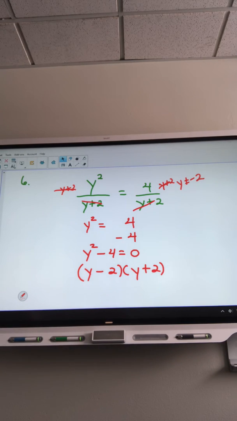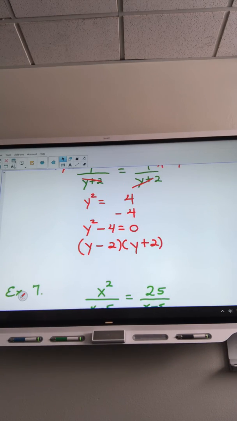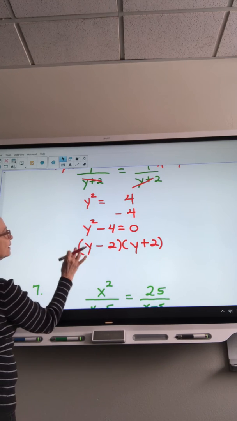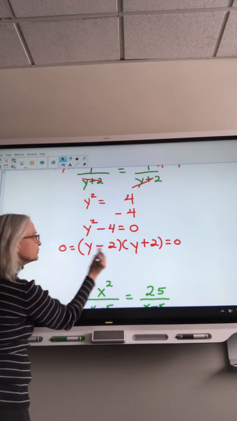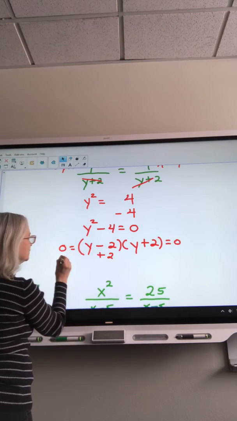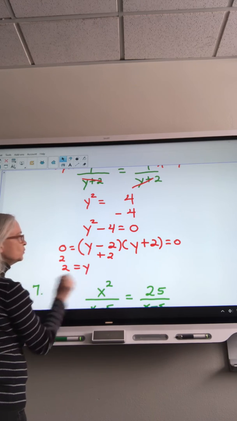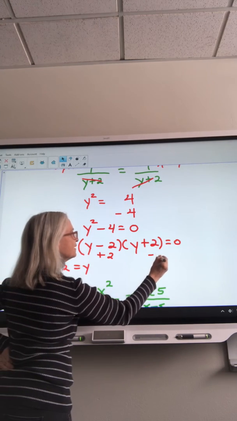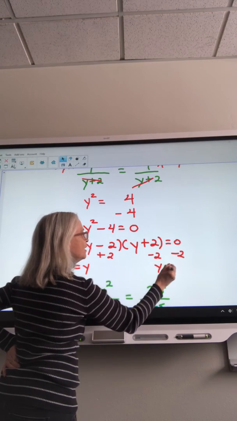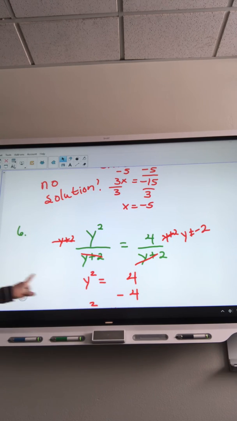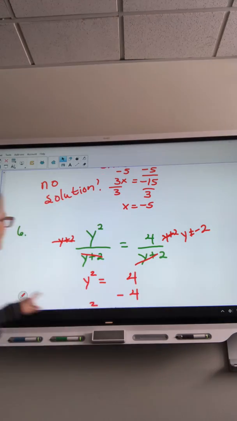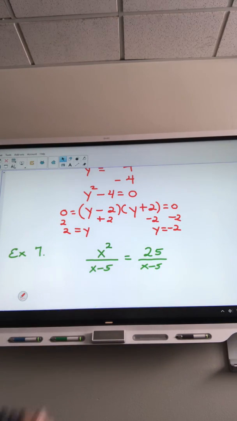So now I have two parentheses to solve. Going to solve them right where they are. So to solve this parenthesis, I would need to add 2. So I've got 2 is equal to y. For this parenthesis, I'd have to take away 2. So I have y is equal to a negative 2. So my two solutions are 2 and a negative 2. And I go back up to the beginning, and I remember that y cannot equal a negative 2. So my only solution then would be y is equal to 2.